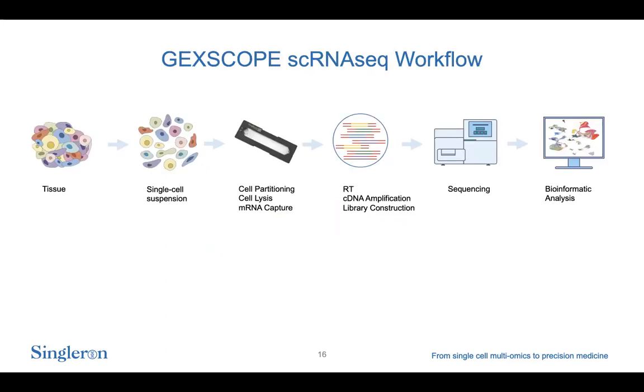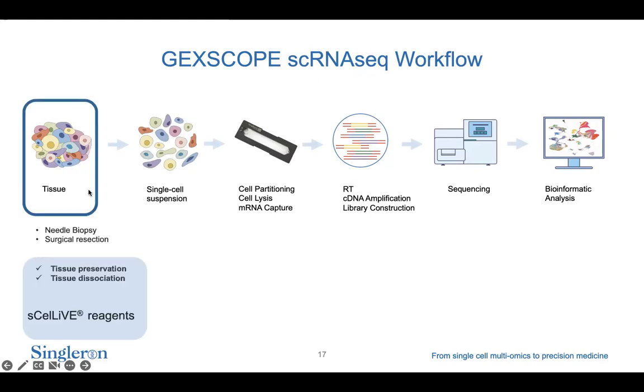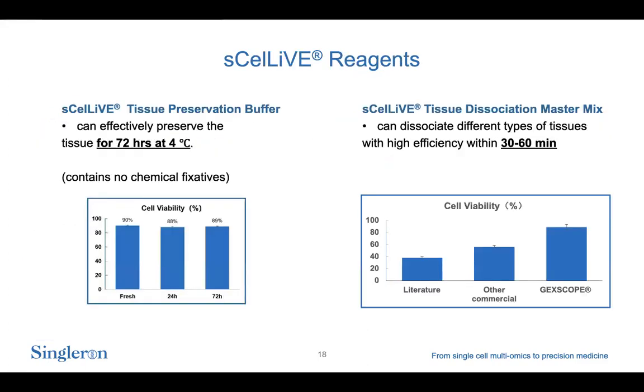So what does our single cell sequencing workflow actually look like? First of all, you start with a piece of tissue, which you dissociate into a single cell suspension. Now, when you want to handle this piece of tissue, sometimes it might happen, especially if you work with clinical samples, that this piece of tissue has to be transported to a lab that actually enables you to do the single cell sequencing. And in such instances, you might need to preserve your tissue for a certain amount of time. And we have a solution for that.